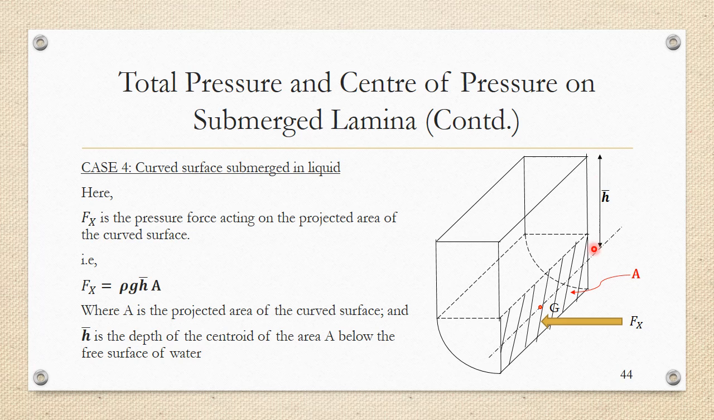So this is h bar. So fx is the pressure force acting on this projected area of the curved surface, and it is given by rho g into h bar into A.